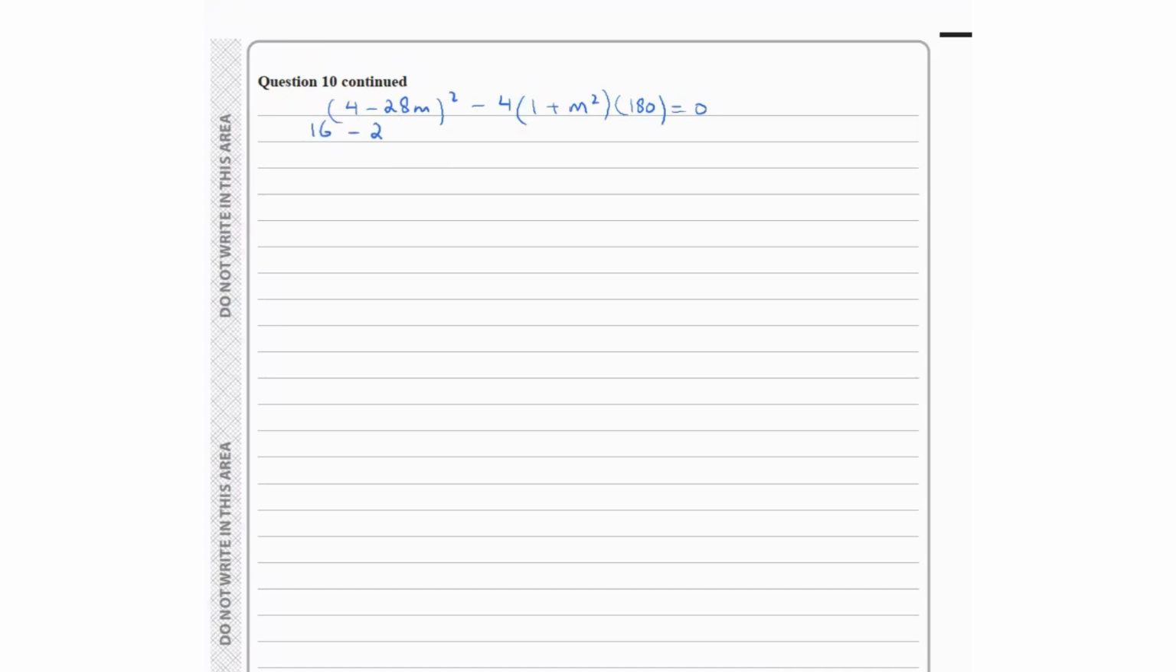16 minus 224m plus 784 m squared minus 720 minus 720 m squared equals 0. Collect the like terms: 64 m squared minus 224 m minus 704 equals 0. Simplify it by dividing everything by 32.